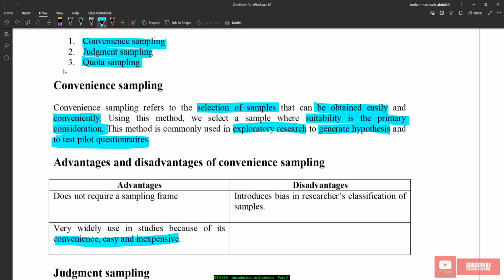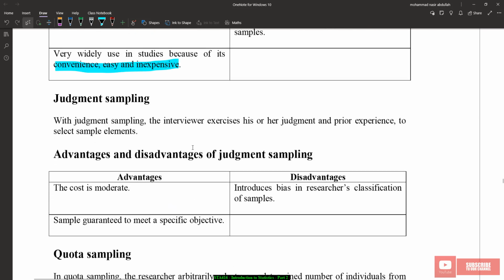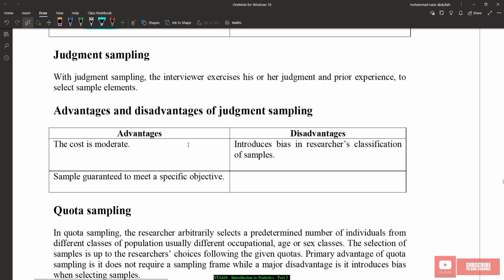So disadvantage, it introduces bias in the researcher's classification of the sample, right? So the sample selection is going to be biased lah, right? And the result maybe leads to an incorrect conclusion, right? It will not represent the whole population, right?